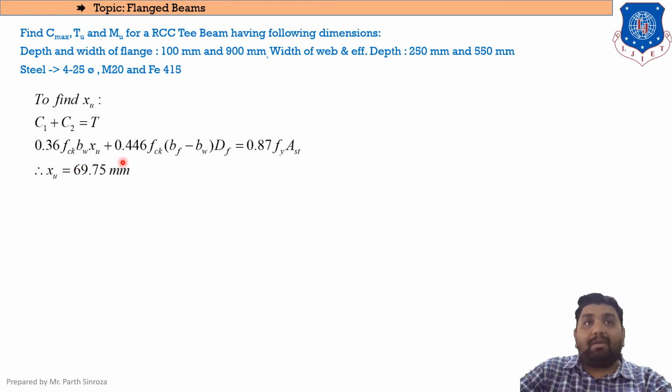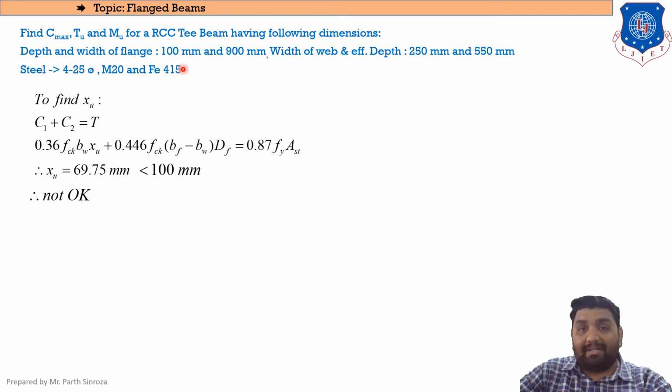XU will be our unknown. Then 0.446 FCK, BF minus BW into DF. This is our C2 force, that is compression force on the flange portion. And this is our tension force, that is 0.87 Fy AST. So in this whole equation, the only unknown is our value of XU, and we are getting it to be 69.75. The value of XU is obtained as 69.75, but this is less than 100 mm because the depth of flange is given in the question to be 100 mm, and we are getting XU less than DF, which is not applicable, or that is not okay.